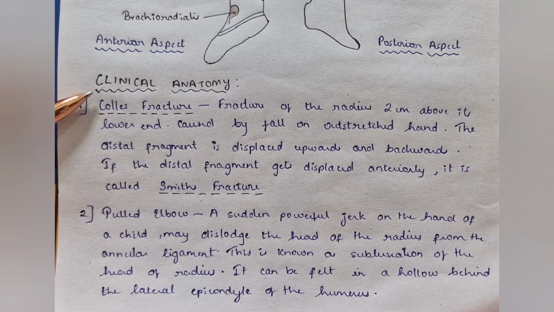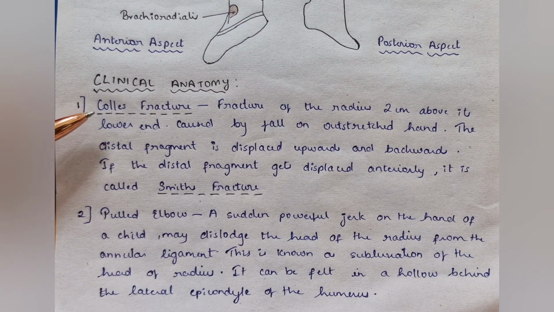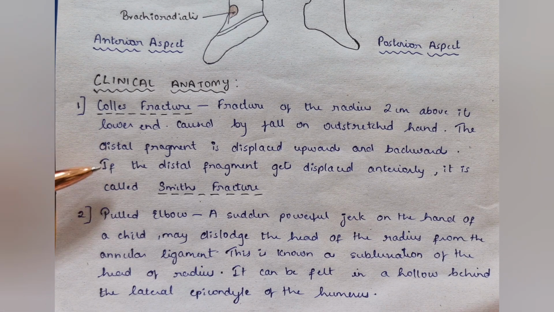Clinical anatomy of the radius. Colles fracture is fracture of the radius 2 cm above its lower end, caused by fall on the outstretched hand. The distal fragment is displaced upwards and backwards.